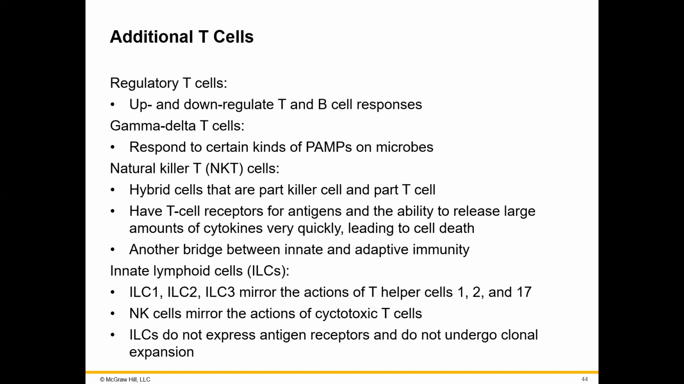Then there is a hybrid kind of cell that is part killer cell and part T cell, with T cell receptors for antigens and the ability to release large amounts of cytokines very quickly, leading to cell death. So these cells are called natural killer T cells, or NKT cells. Because they have T cell receptors but respond very quickly, they are considered to be another important link between innate and adaptive immunity.